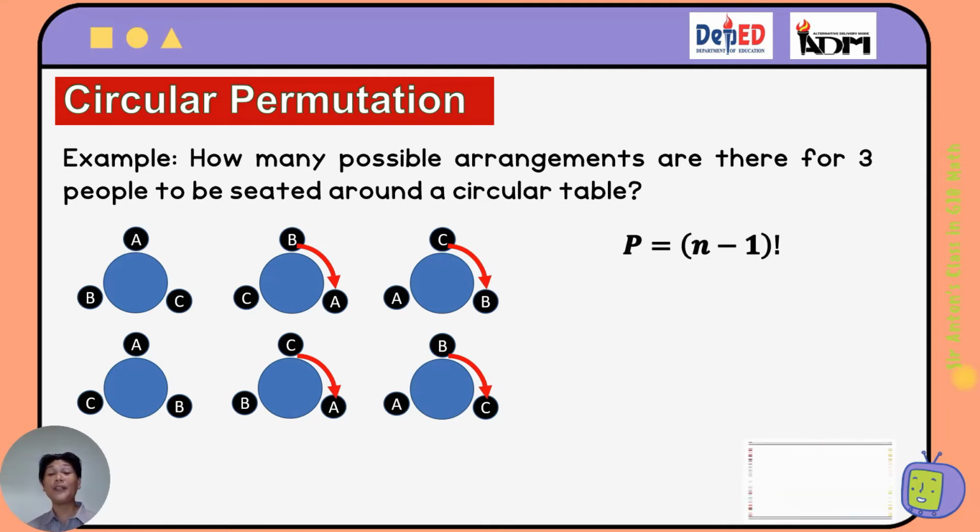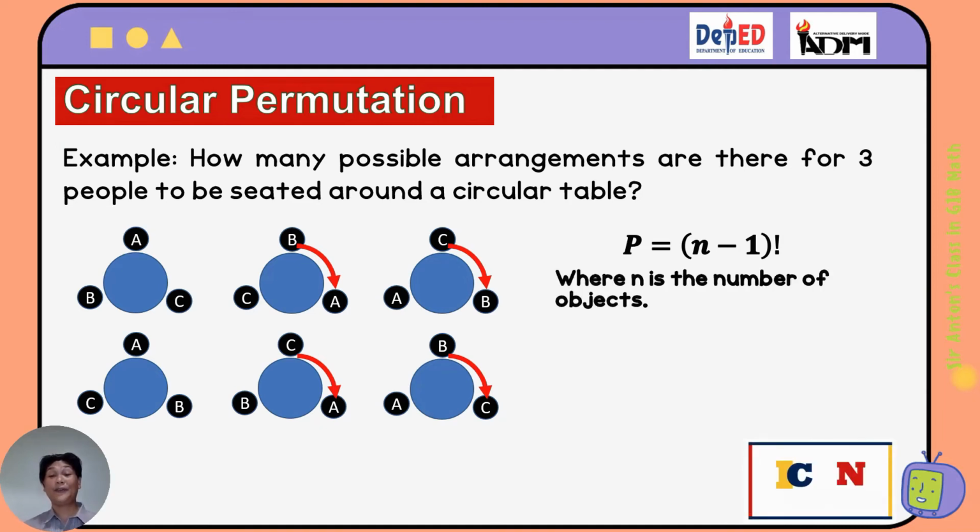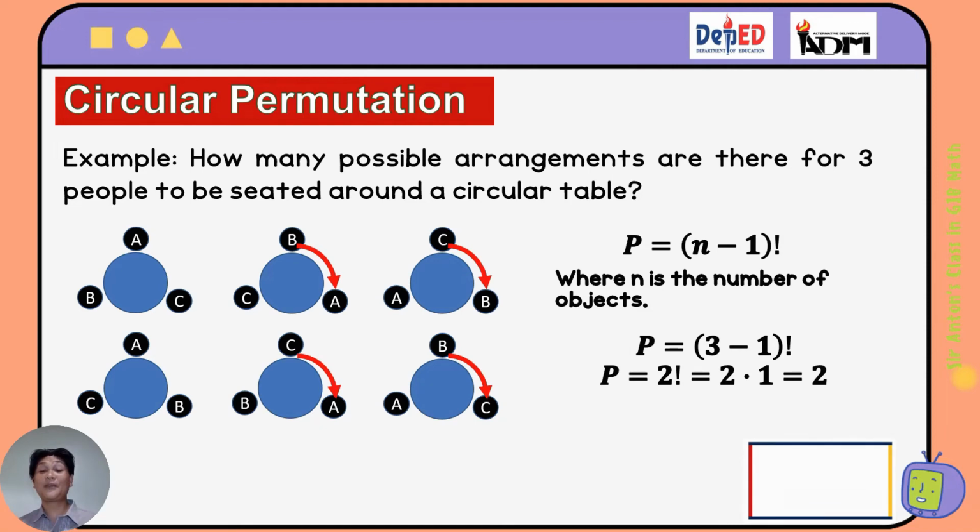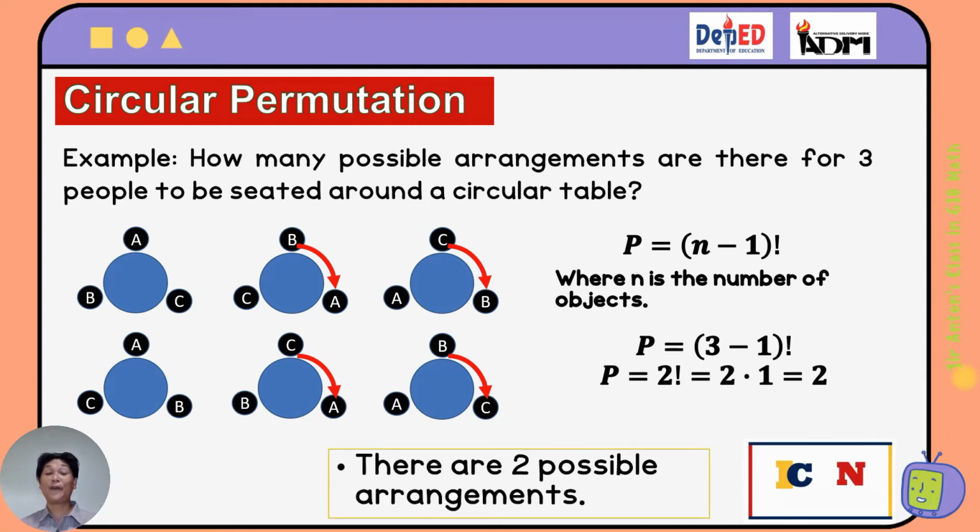But the solution will be like this. The permutation is equal to the quantity of n minus 1 factorial, where n is the total number of objects. In this case, we have 3, so substitute 3 to n. We have 3P equals 2 factorial, and 2 factorial is 2 times 1, which is equal to 2. Therefore, there are 2 possible arrangements if 3 people are seated around a circular table. I hope you got this.